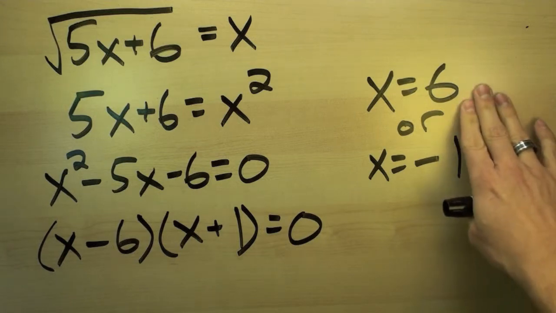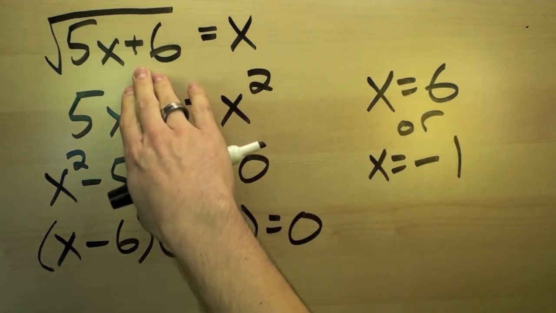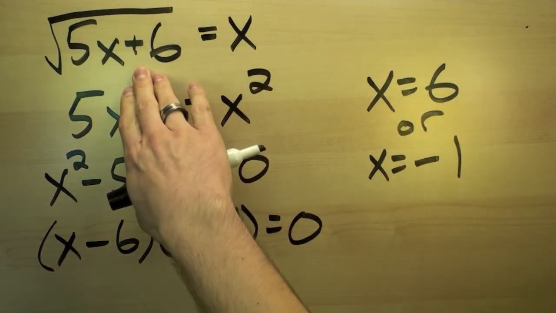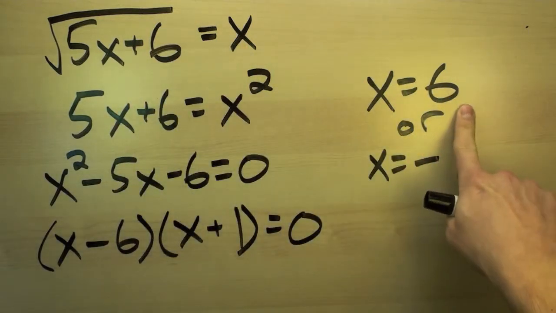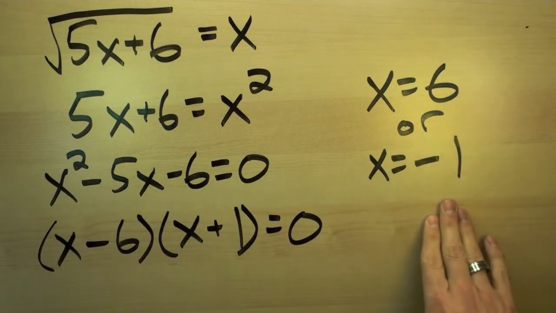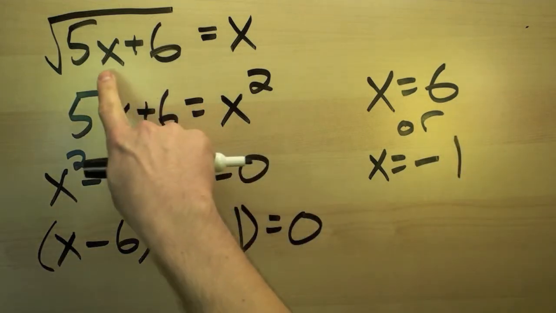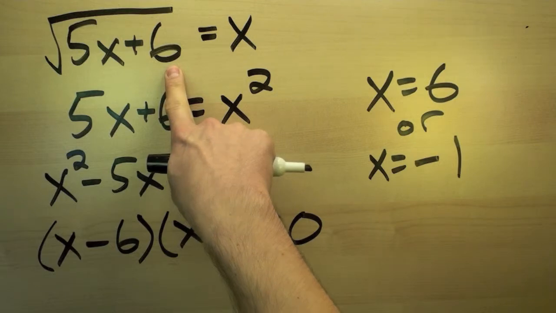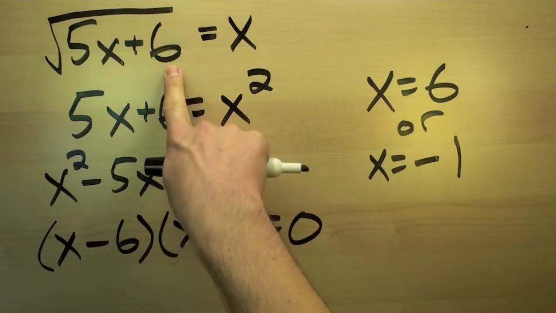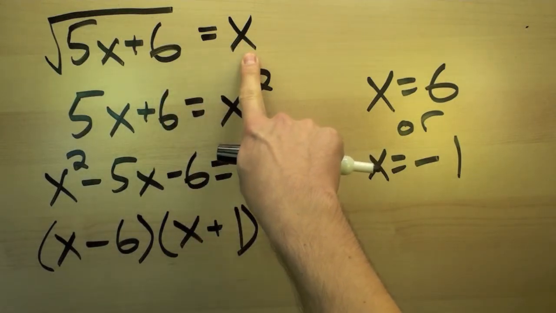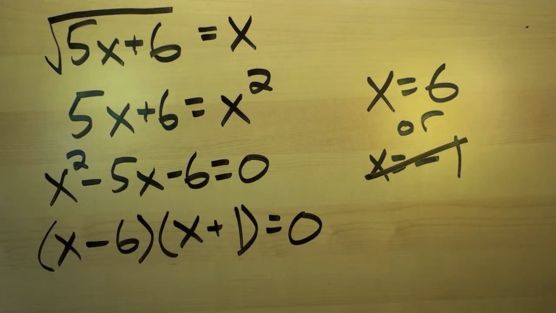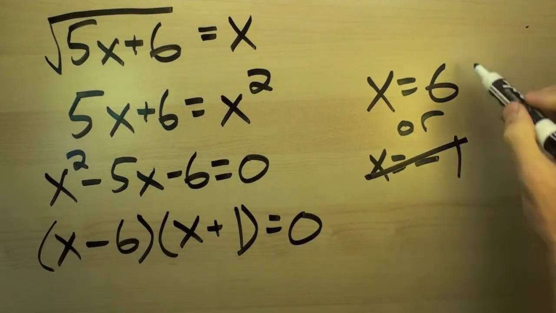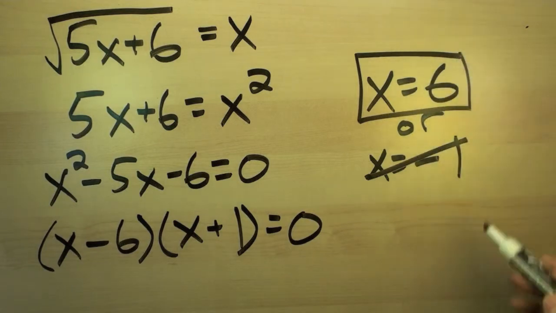Well, when we go back and plug 6 into our original equation, we get the square root of 36, which is 6, equals 6. Yeah, that checks out. So x equals 6 is a valid solution. If we plug in x equals negative 1, we're going to get negative 5 plus 6, which is 1. So the square root of 1 is 1. But on the right side of the equation, we get negative 1. And 1 is not equal to negative 1, so we lose this solution right here. So our solution is just x equals 6.